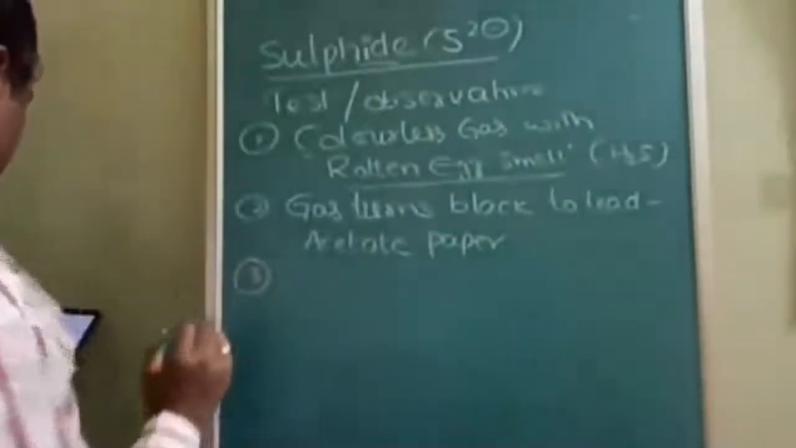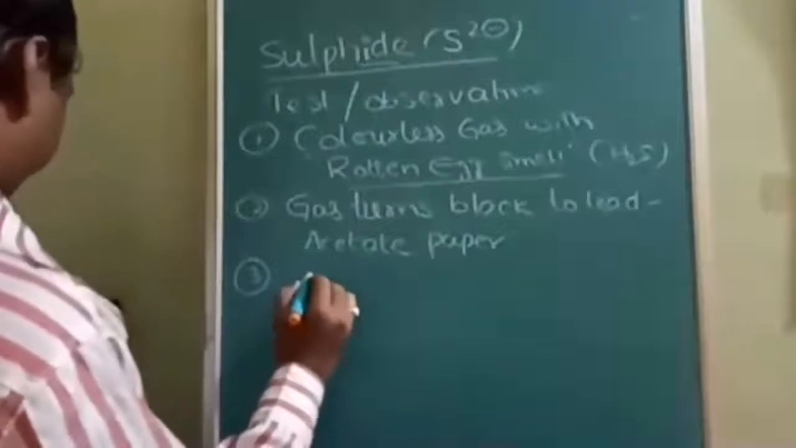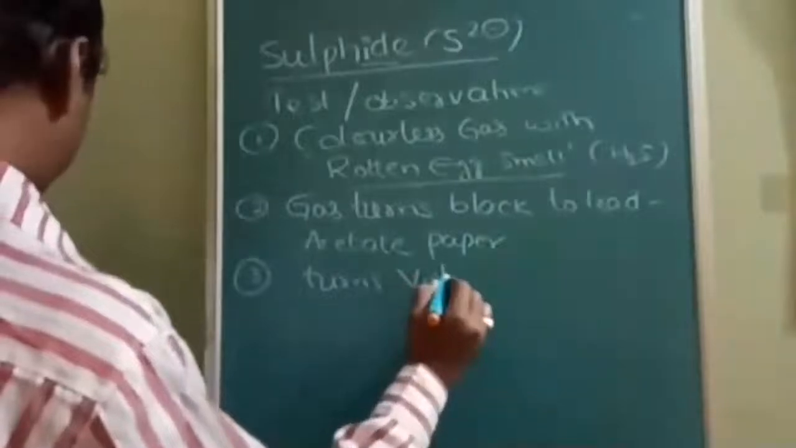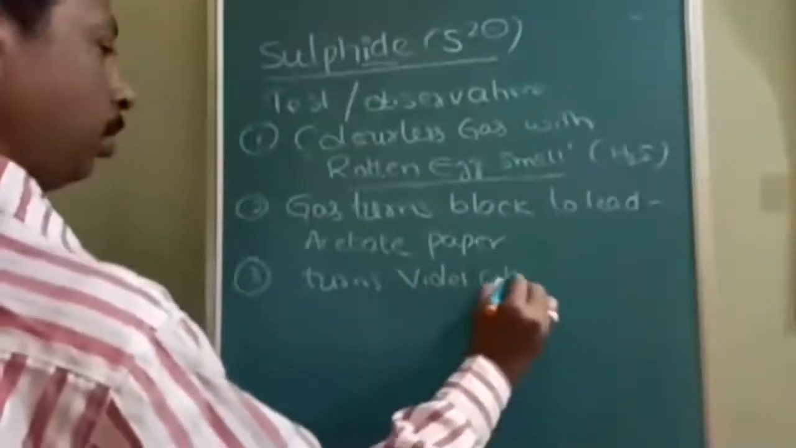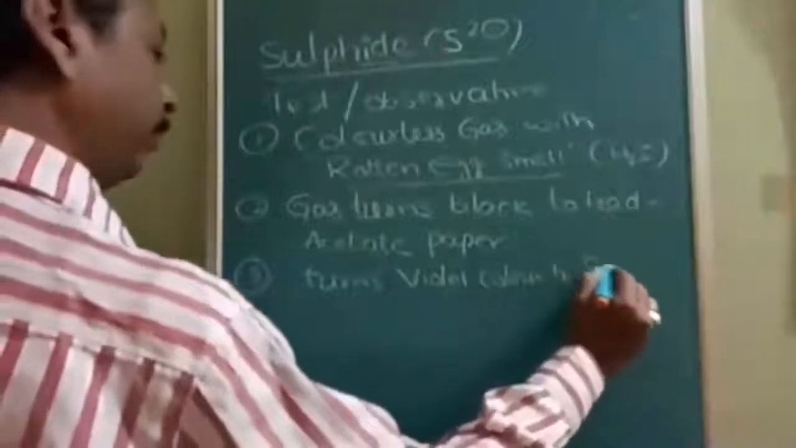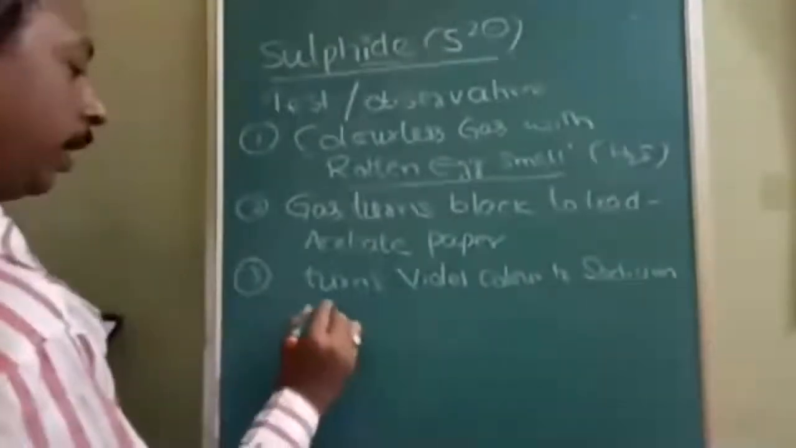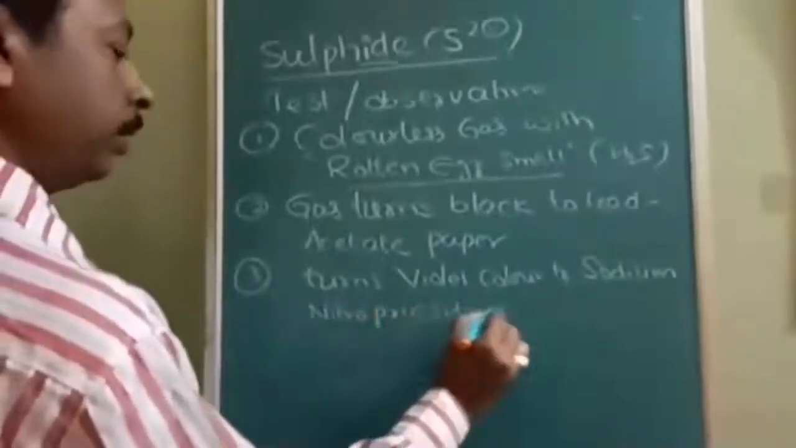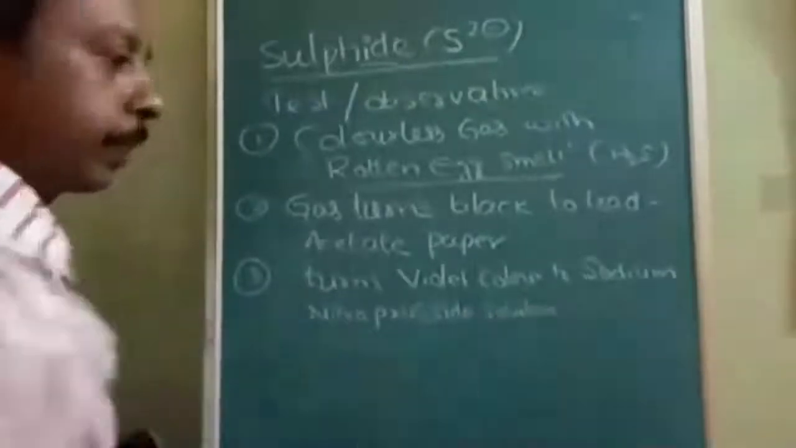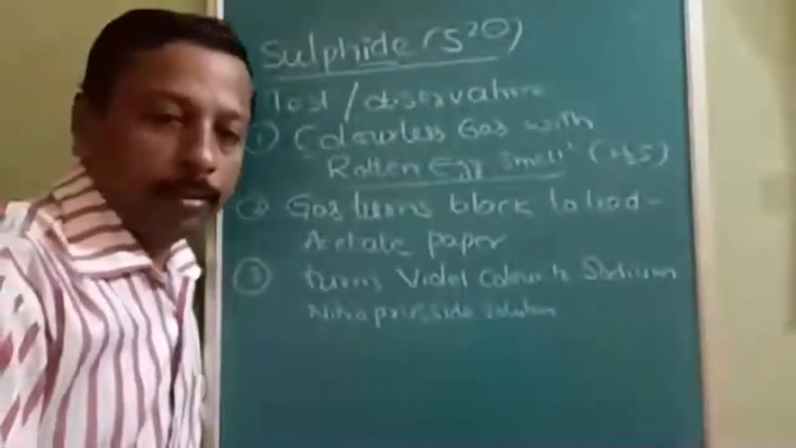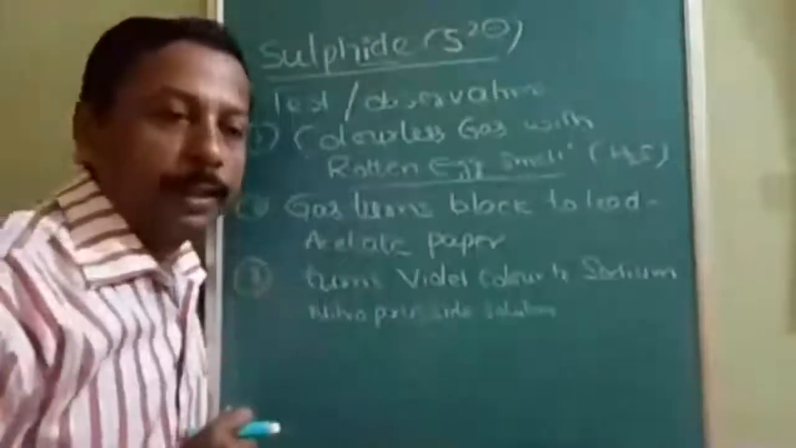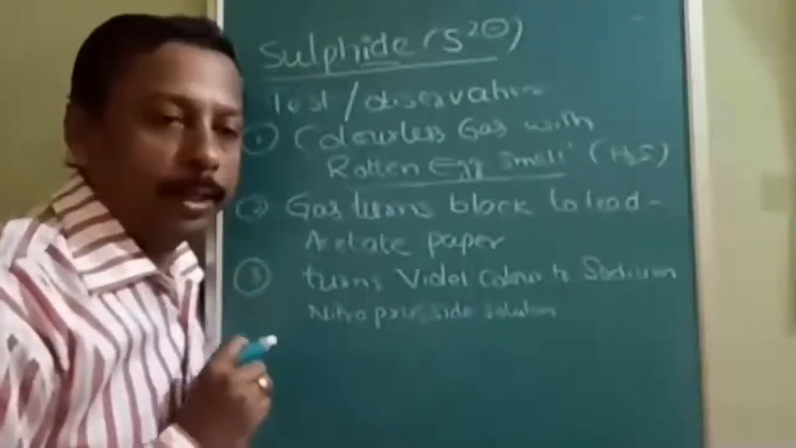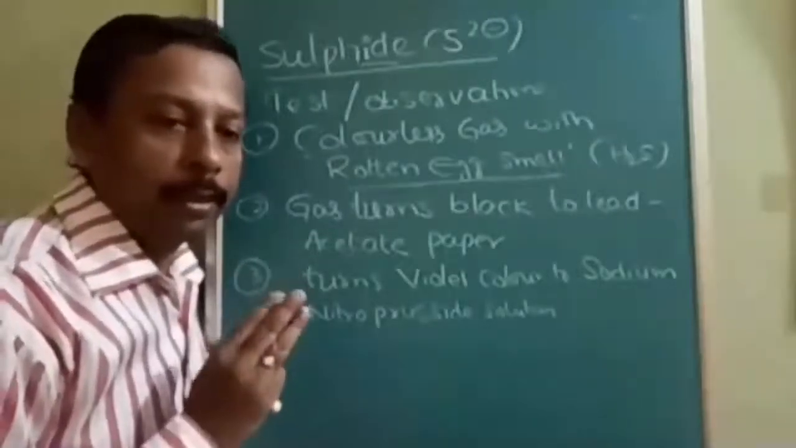Okay. Third is violet color: it turns violet with sodium nitroprusside solution. So these are the three observations physically we make when we carry out the experiment. To the given salt, when concentrated acid is added, three observations you can make.